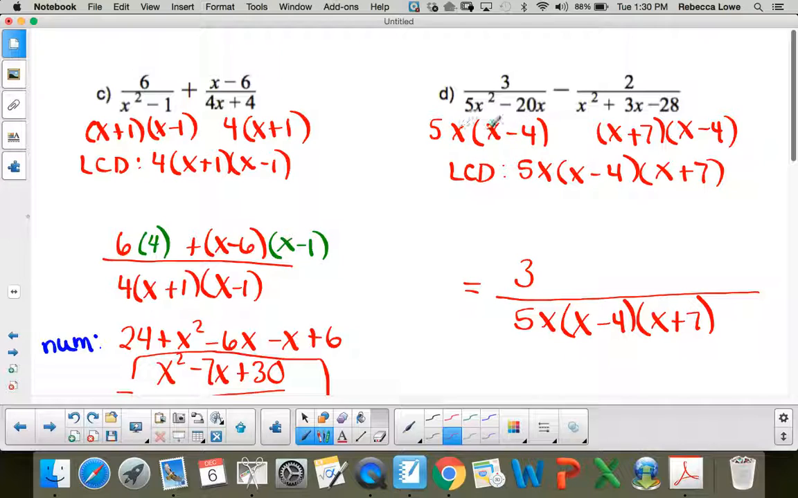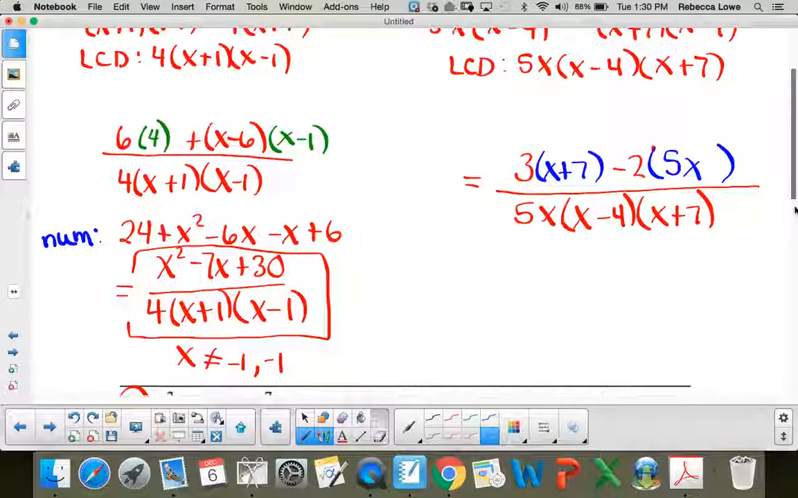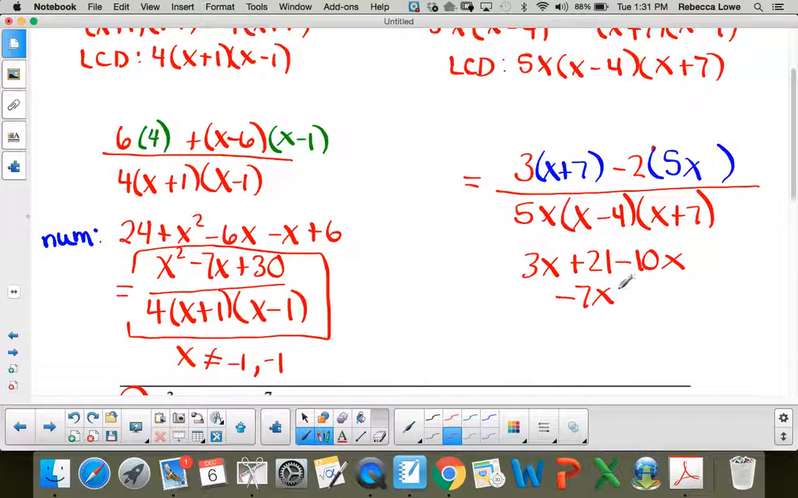In this denominator, I'm missing the x plus 7, so that's what I multiply the 3 by. I have a minus 2 here. Be careful. I have to distribute that minus 2 into whatever is missing. In this fraction, the common denominator, I'm missing 5x. So there I've created my equivalent fractions, and now I will simplify the numerator, which would give you 3x plus 21 minus 10x, negative 7x plus 21.